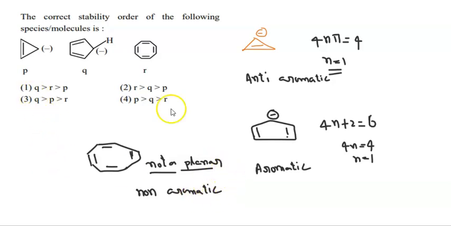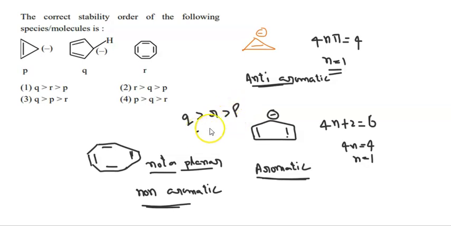Non-aromatic compound. So first of all, you have to give priority for stability: aromatic, then non-aromatic, and then anti-aromatic. So Q is more stable when compared to R, when compared to P. Q or P is there in option 1, which is the correct answer for the given question.